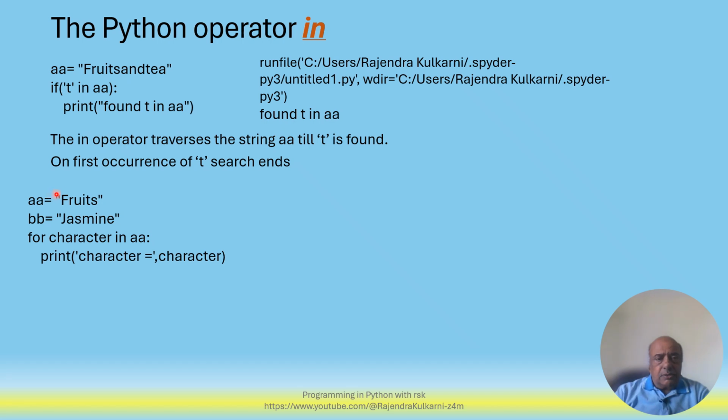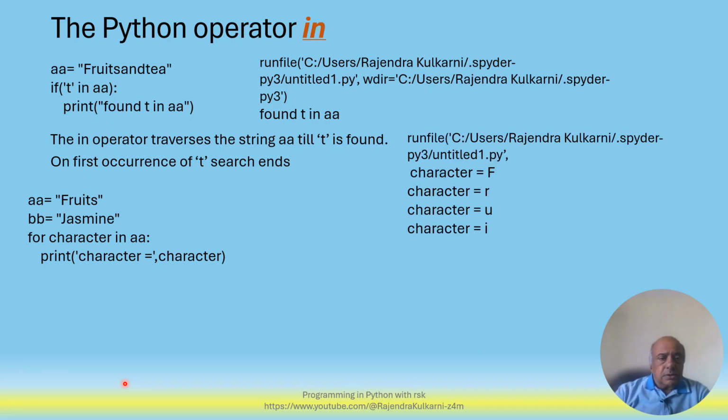Now we will see how we can use "in" to find out if there are characters which are common in both the strings AA and BB. So: for character in AA, print character is equal to character. When this executes, what will "in" cause? It will start traversing from the first character in the string, and that will be printed by this print statement.